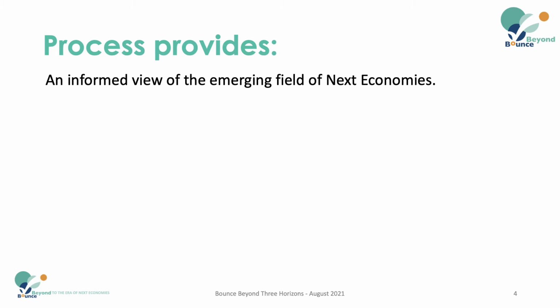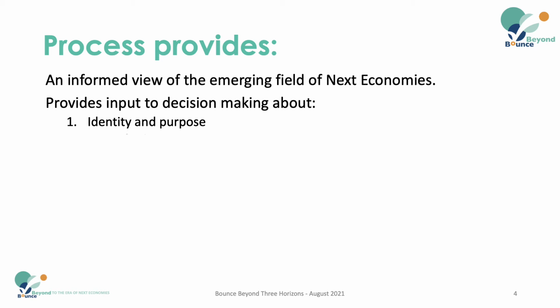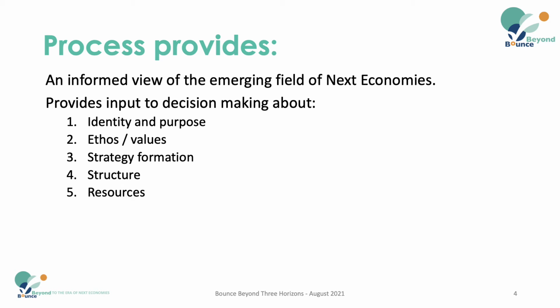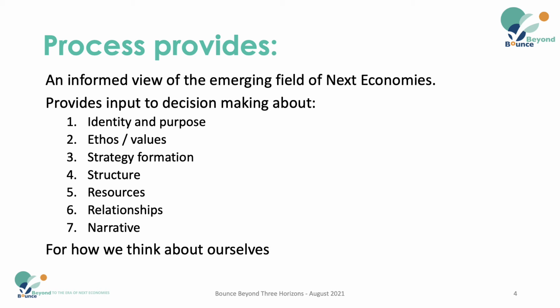The Three Horizon process provides us with an informed view of the emerging field of next economies. We do this to provide us with input to our decision making about our identity and purpose, our ethos and values. How should we behave to actually be able to transform this field? What should our strategy be to enable that? What structure should we have? What resources do we need? What relationships should we actually encourage? And what should our narrative be? For all of this, for how we think about ourselves.